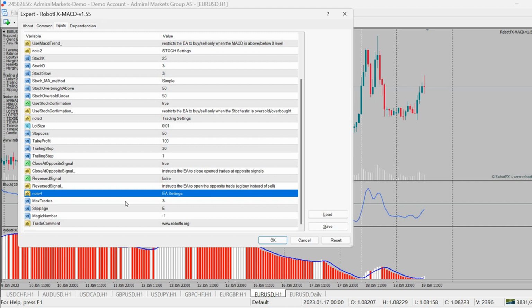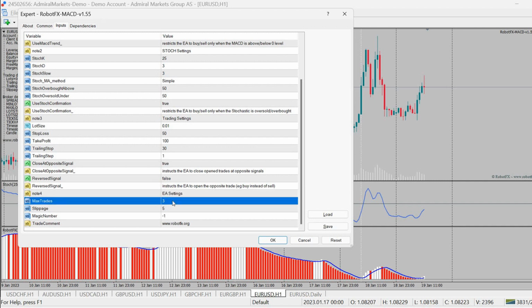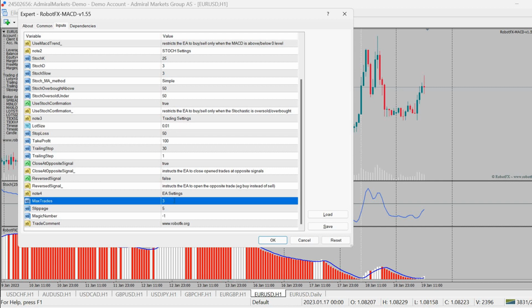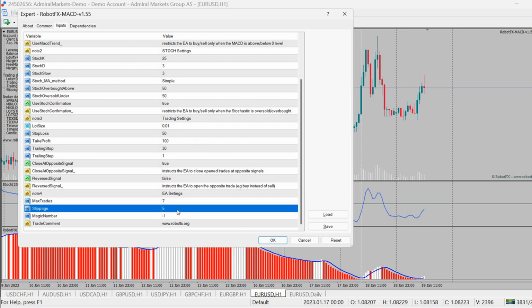Now there's an option to set the maximum trades to 3. Obviously, if you use such a low lot size as I'm using on this demo account, you probably want more trades open, not only 3, because it will not endanger your account in any way. The slippage is self-explanatory. It is a quite high value, slippage of 5. Usually most traders have it at 3 or even 2.